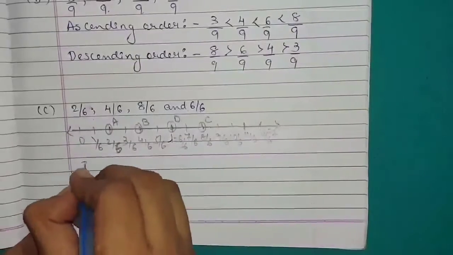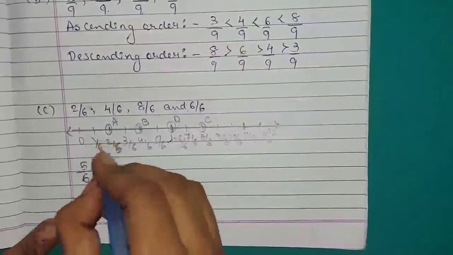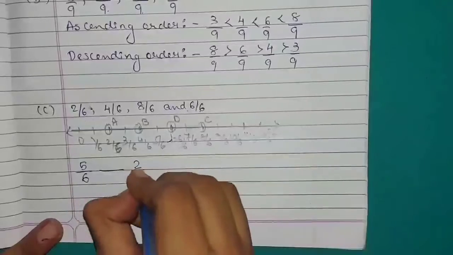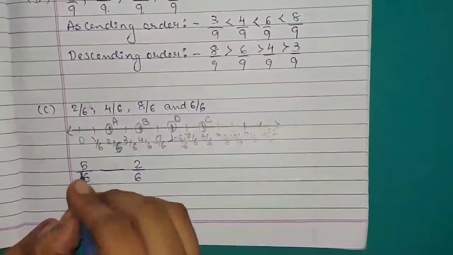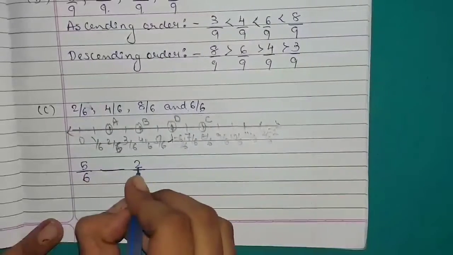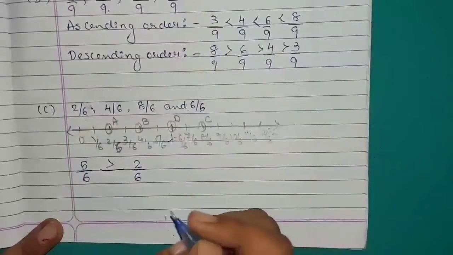First one is given that 5 upon 6 is dash 2 upon 6. As denominators are same, so numerator 5 is greater than numerator 2. So answer is greater than.